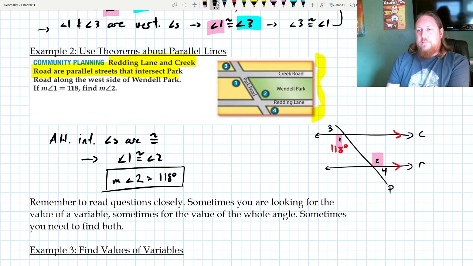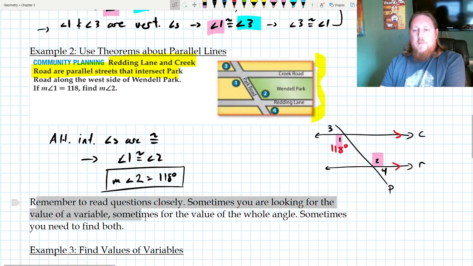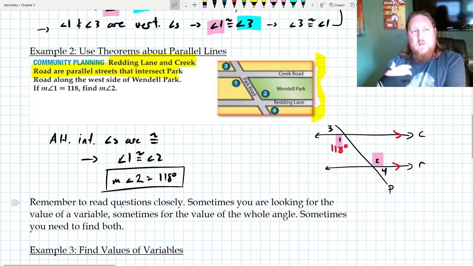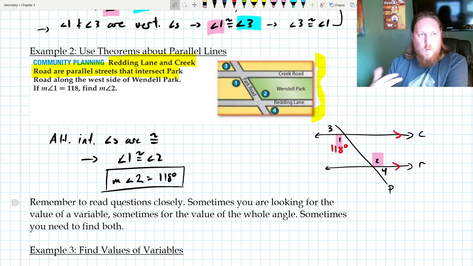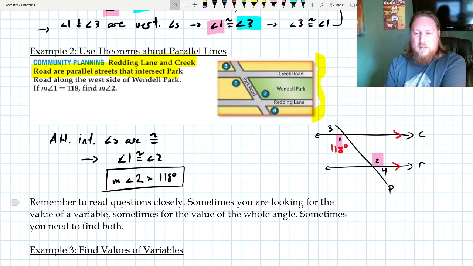All right. You've got to remember to read the questions closely. Sometimes you're going to be looking for a variable when they give you stuff written out in an expression. Sometimes it's the whole angle. Sometimes you've got to find both of those things. So just pay attention to what the question really wants as its solution.